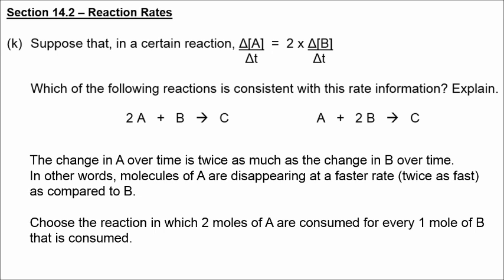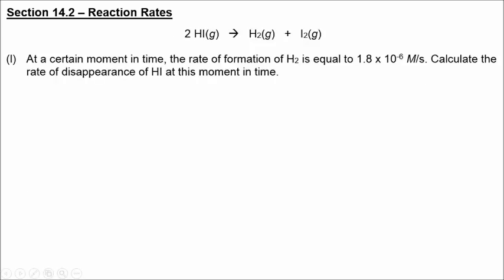So if I want 2 moles of A consumed for every 1 mole of B, I would choose the reaction on the left. So if we know the stoichiometry from the mole ratios in the balanced chemical equation, then we can convert from the rate of one chemical to the rate of another.